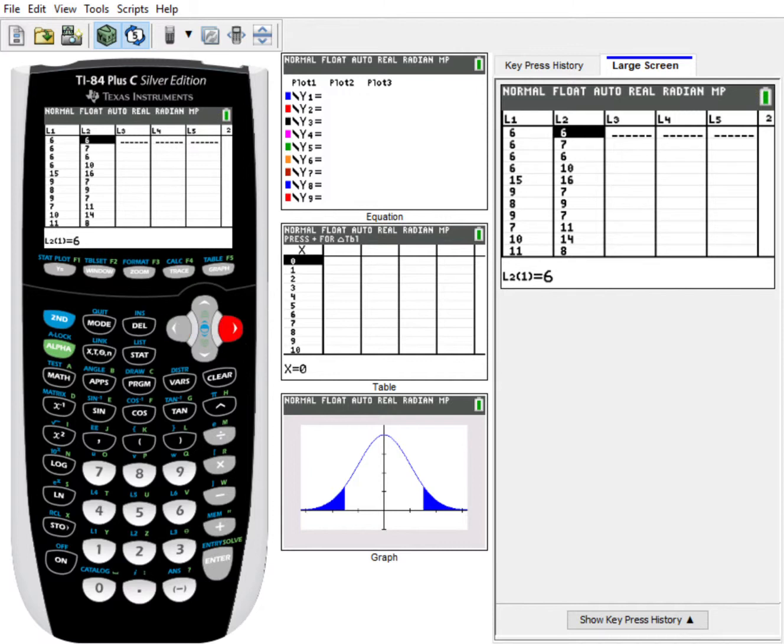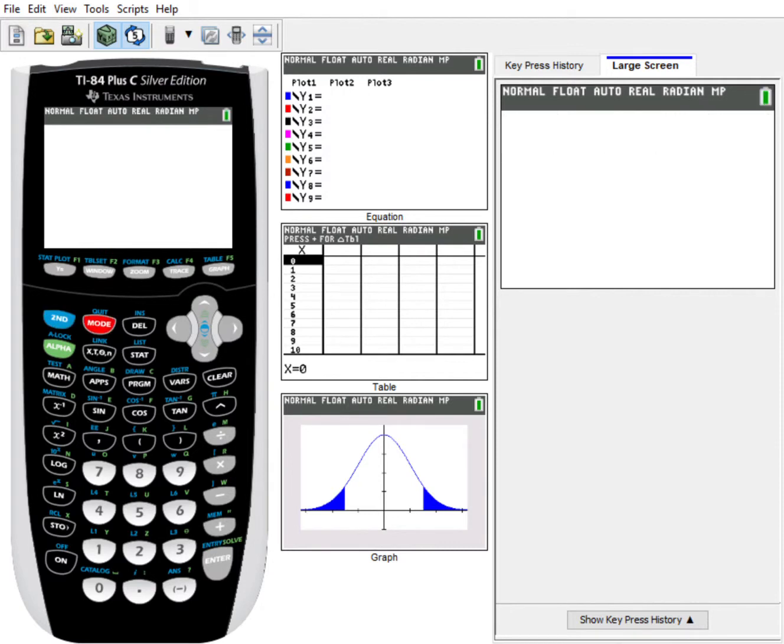Now the example in the book has n equal to 50 for both, so it took some time to enter these. Remember, n equal to 30 is your magic number where you don't need the original distribution to be normal in order to run any of these tests. So I've entered my L1 and L2.